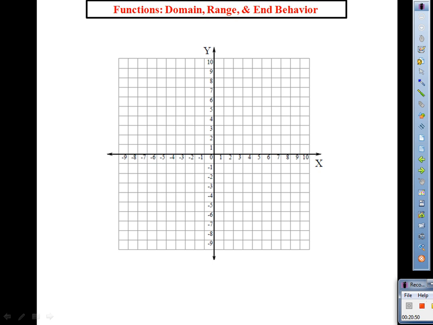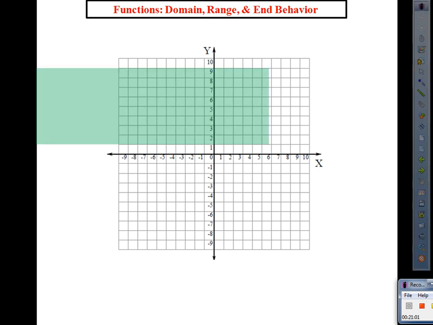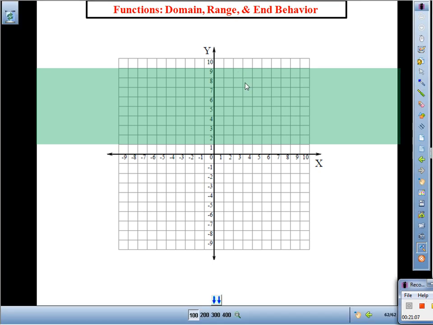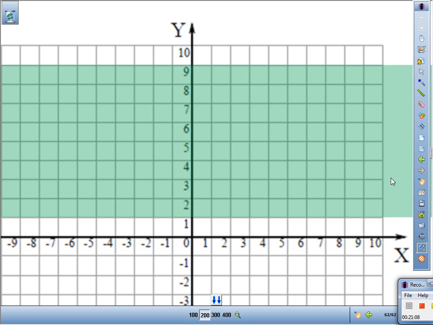To find the range, imagine that you get a big highlighter. We're going to go sideways now. Ready? Here we go. And we're going to focus on the y-axis. Focus your eyes on the y-axis. Everybody there? All right. I'm going to zoom in. Between what 2 points can I find the range? 1 and positive 9. Okay.